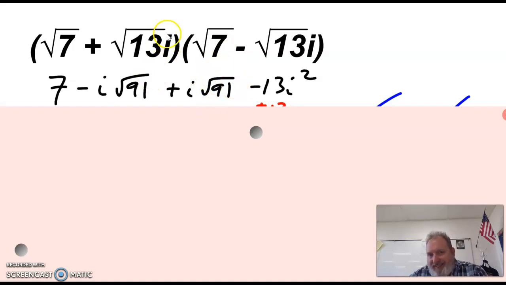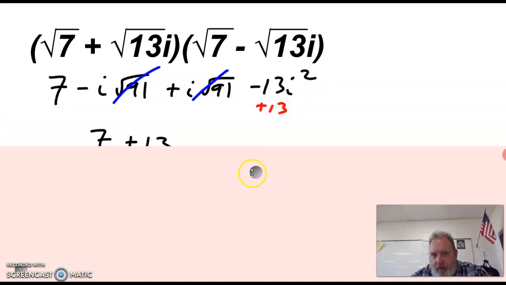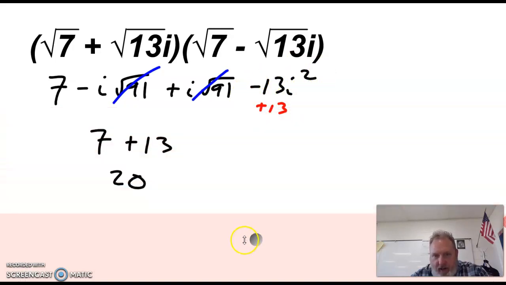Now you can write the i after the square root like it is here, or you can put the i in front. That doesn't matter. What I want you to see here is these middle terms, again, are going to cancel out. When I take the square root of 13 times the square root of 13, I get negative 13i squared, which will simplify to plus 13. So bottom line is our answer is 20.